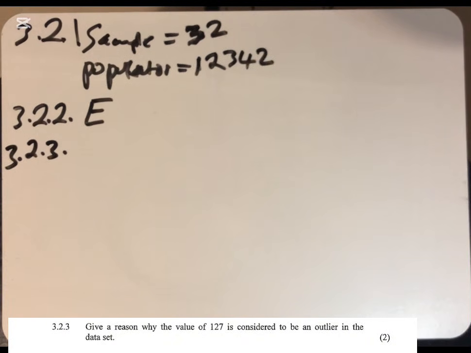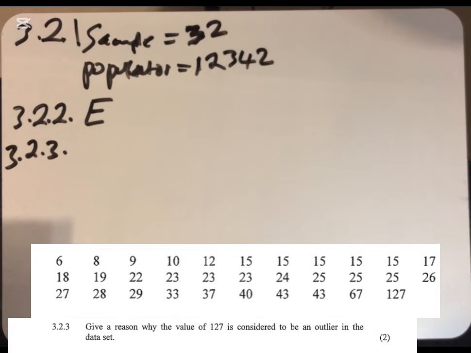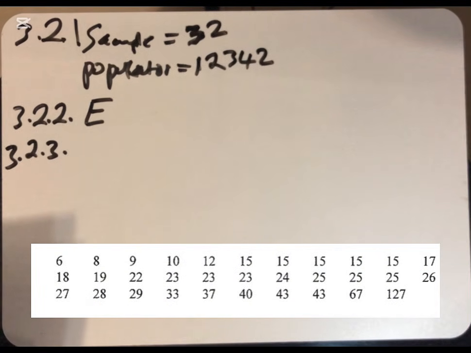3.2.3. Give a reason why the value 127 is considered to be the outlier in the data set. So if you can go and check here, all the numbers that we have here are less than 100. Or I can say that they're even less than 70. Only 127 is the biggest number.